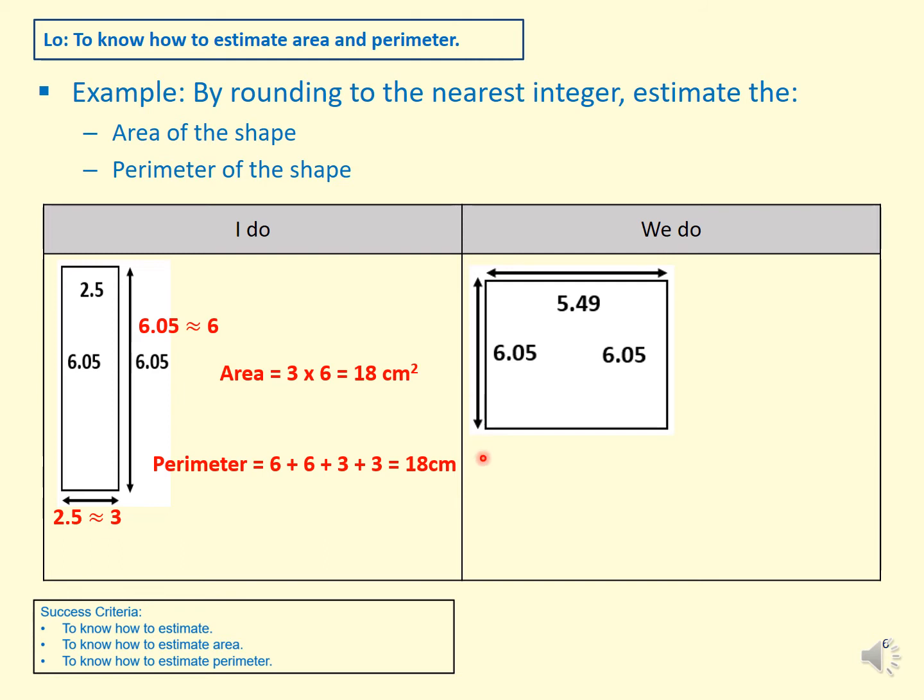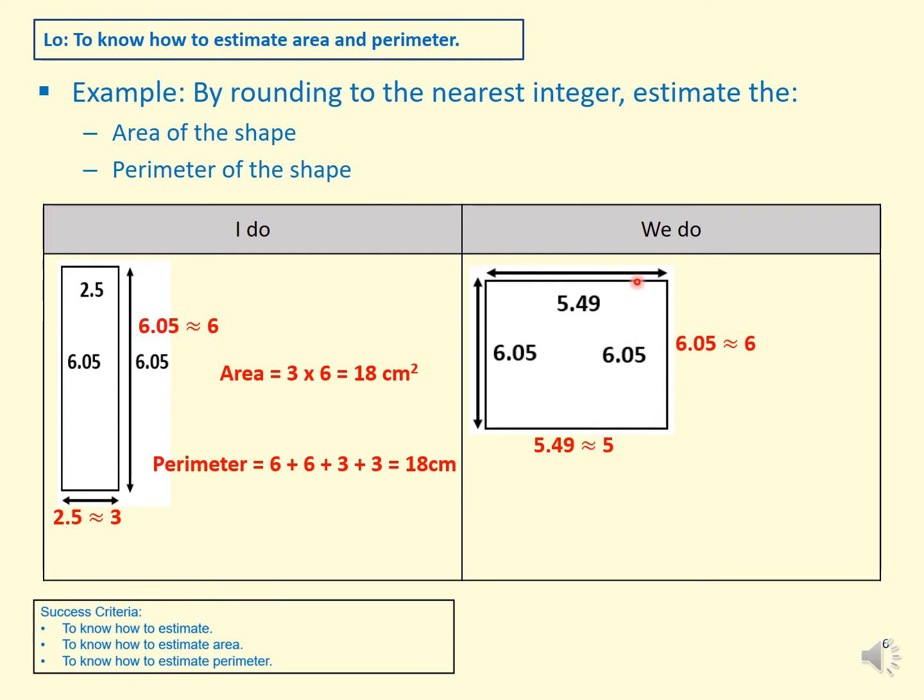Now you do the same things with the video question. You need to round every single one of those lengths. So if you round 6.05, which is the same as what I've done, it is going to be rounded to 6 as the nearest integer. If you round 5.49, then the digit straight after the decimal point is 4, so you keep 5.